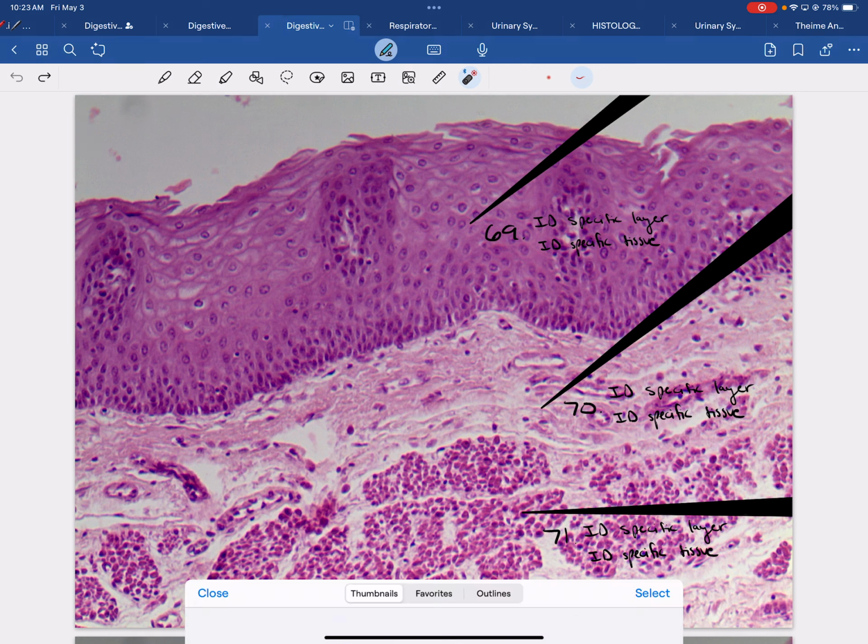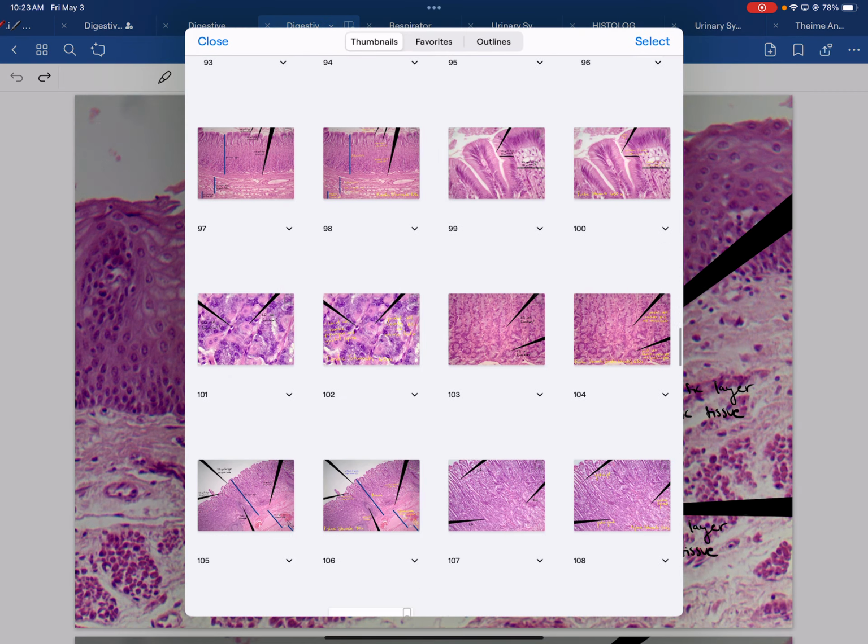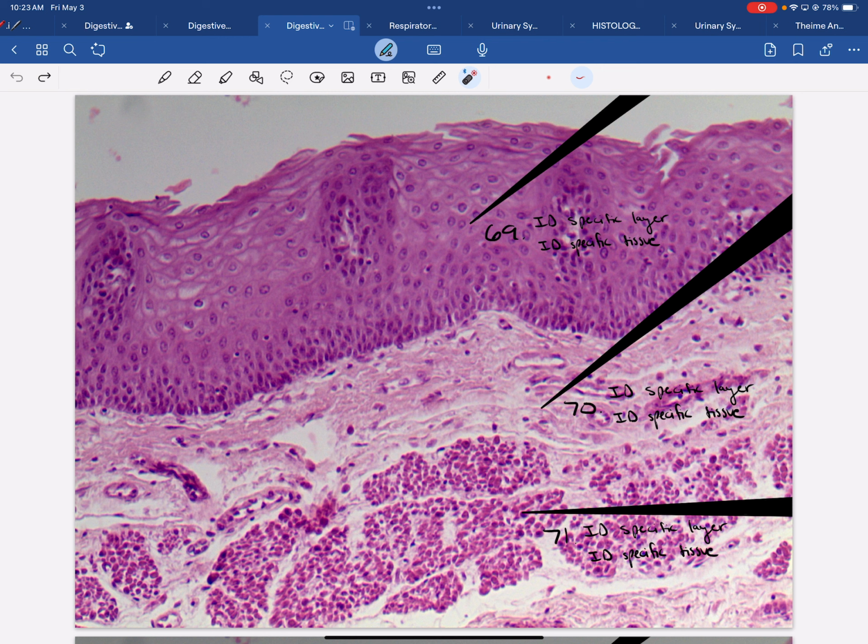Which organ? Why is it the esophagus? Nice, good. This layer is non-keratinized stratified squamous epithelial tissue, and this is not the oral cavity because there's no papillae, and this is not skeletal muscle tissue. We don't see the features of the tongue that we learned about, so it must be the esophagus.